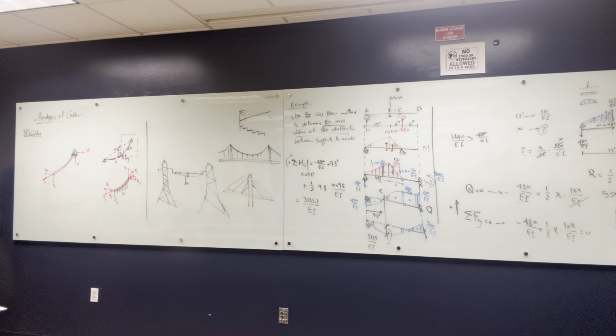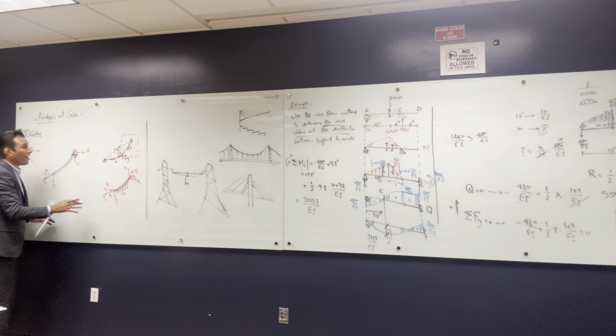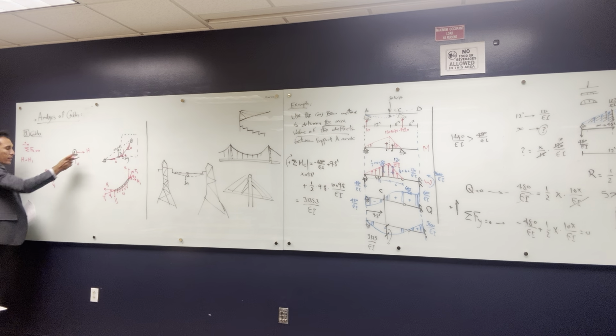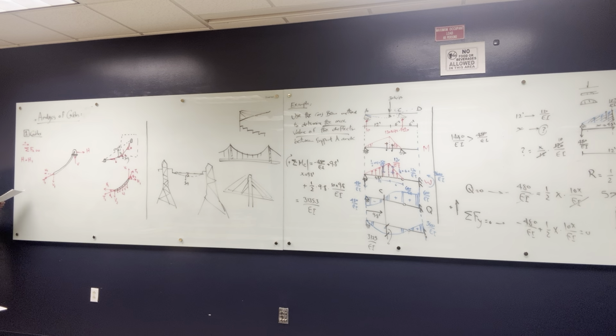Let's do something interesting. If I want to find the value of H, that's very easy. I'm gonna do the sum of Fx equal to 0, and this is the positive direction. I'm gonna find out that H is equal to H1. There are no other forces. Why? Because I don't have any horizontal loads on the cable. All the loads are going down. So this and this are equal to each other.